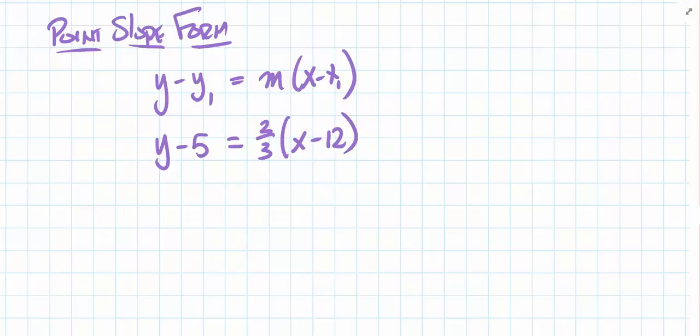Okay, let's just change this into standard form then for ourselves. What are we going to do? Yeah, okay, we can distribute. So here we go. Let's do y minus 5 is equal to 2/3 of x minus, let's see here, 2 times 12 is 24 divided by 3. Yeah, -8. Very good. -8. Okay, now what do I want to do?